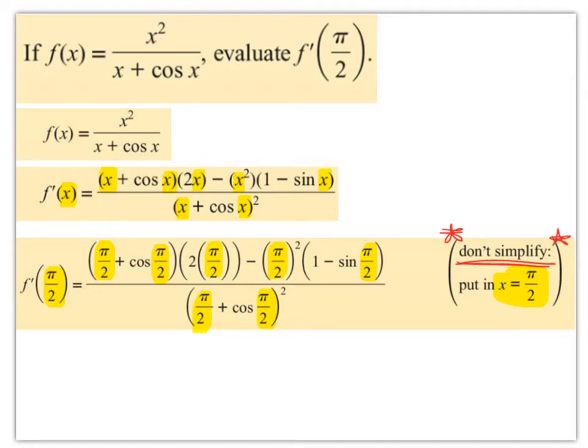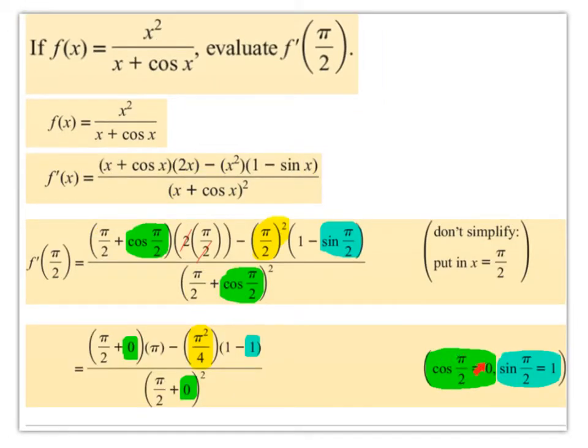Next, we can sub in pi over 2 in place of every x. So x plus cos x becomes pi over 2 plus cos pi over 2. 2x becomes 2 times pi over 2. x squared becomes pi over 2 squared. And 1 minus sine x becomes 1 minus sine pi over 2. And that's divided by x plus cos x to be squared, which is pi over 2 plus cos pi over 2 to be squared. So notice that we did not simplify, we just subbed in x to be pi over 2.